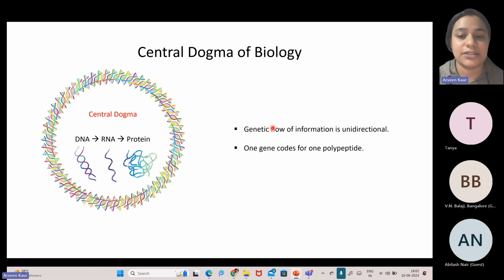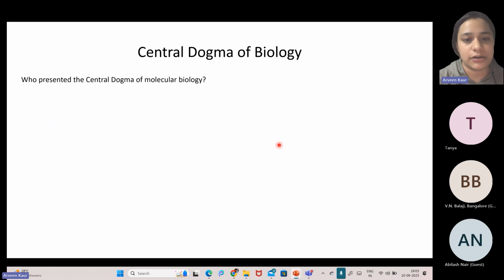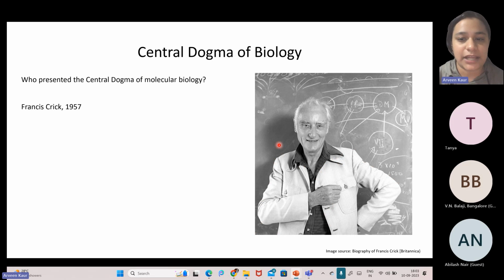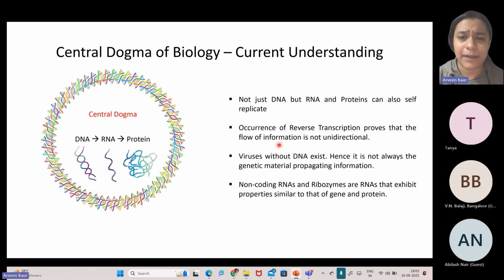It basically means that the genetic flow of information is unidirectional, that is from DNA to RNA to protein, right? Also, one gene codes for one polypeptide. This was originally proposed as the central dogma, and who originally proposed it is something we discussed in the previous session. It was proposed by Francis Crick in 1957. But now we know that the original thesis he gave was not entirely true.